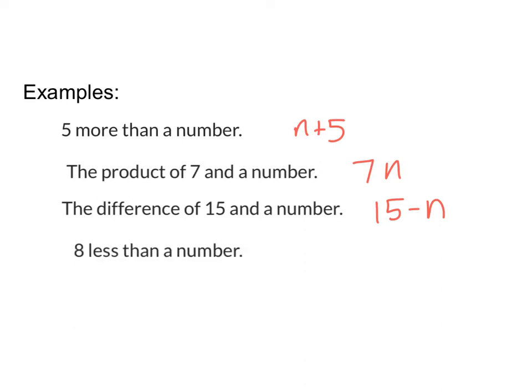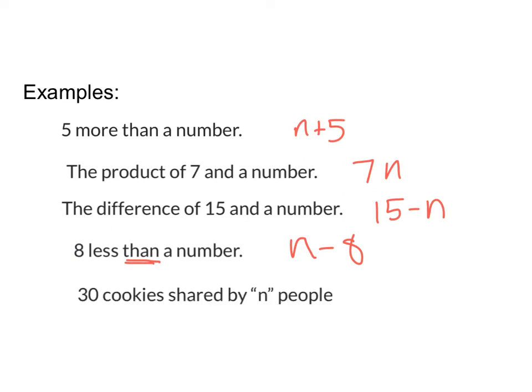8 less than a number. Did you write n minus 8? Notice how the order was different on this one. Because of that than, because of the less than, we put the n first and the minus 8 second. That's what I meant by saying that than and from and fewer often mean to reverse the order.